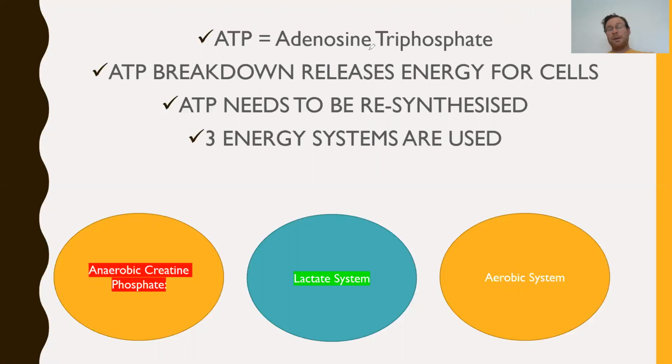So ATP is adenosine triphosphate, our body's energy currency. ATP is broken down to release energy for our cells. So we have to resynthesize ATP, and to do that, we can use one of 3 energy systems: our anaerobic creatine phosphate system, our other anaerobic lactate system, and our aerobic system. So we'll look at the fuels, the properties of each system, and give a little guide to completing your workbook.